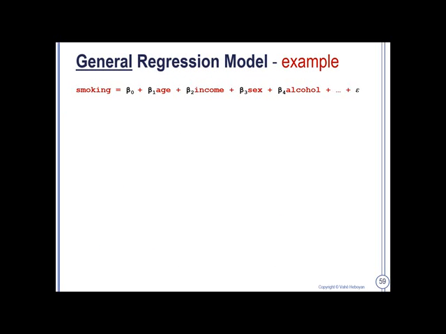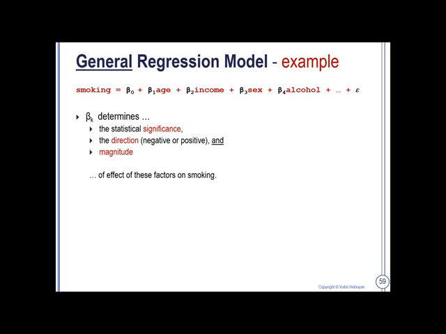So we go back to the smoking example, right? In a general form, the smoking behavior is equal to beta 0, right? No matter what, some people might just have a baseline smoking, right? Beta 1 age, beta 2 income, beta 3 gender, beta 4 alcohol, and so on and so on. Okay, so again, our beta k is going to determine, and this is what we are going to learn next time, the statistical significance, the direction, either negative or positive, up or down, and the magnitude of the impact. In other words, the effect of these factors, let's say for beta 1, it will be what is the significance, what's the direction, magnitude of impact of age on our smoking, okay?